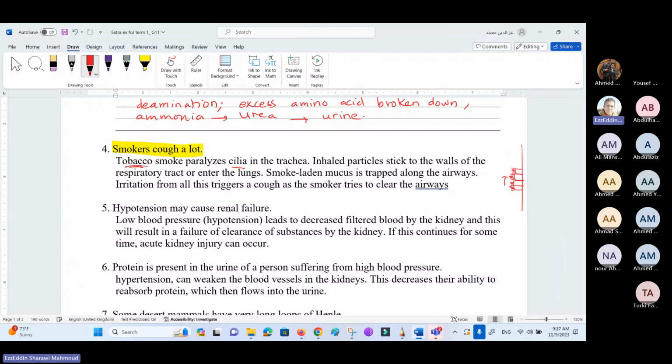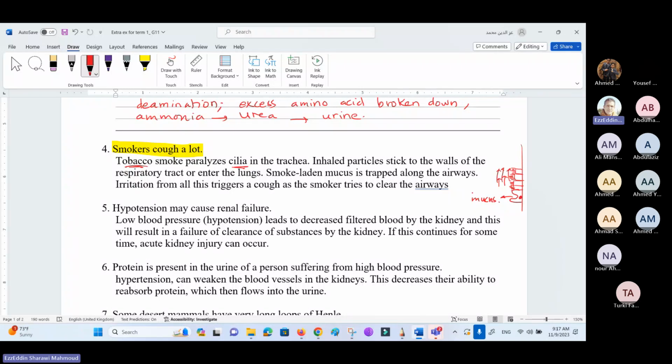They move in a wavy motion from down to up, from down to up. The tobacco will stop the movement of cilia. So what happens as a result of that? As a result of stopping the movement of cilia that line the trachea, the inhaled particles will stick to the wall of the respiratory tract or may enter inside the lung. And don't forget, please, that we have another cell here called goblet cells that produce mucus. So this is another component of the cough.